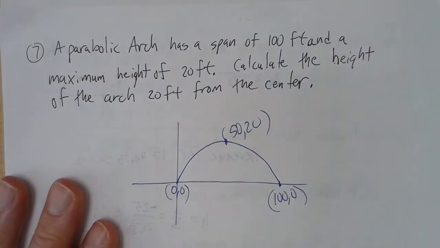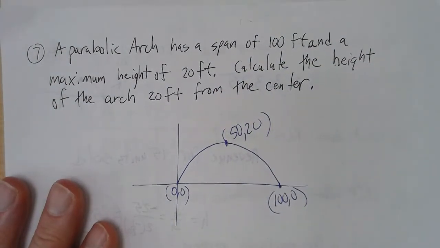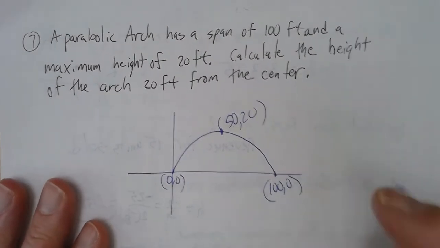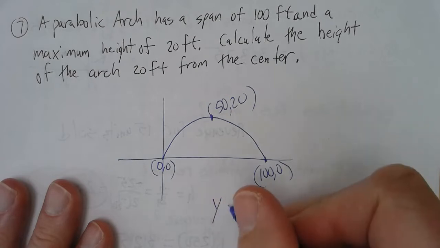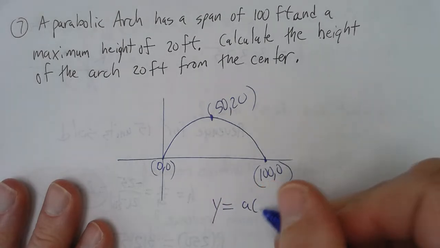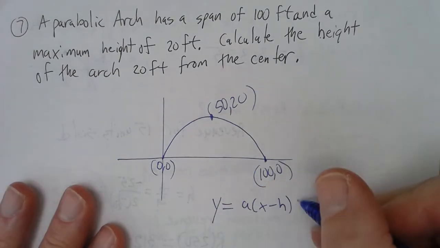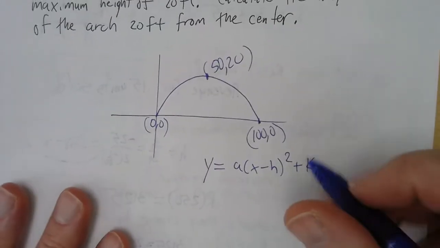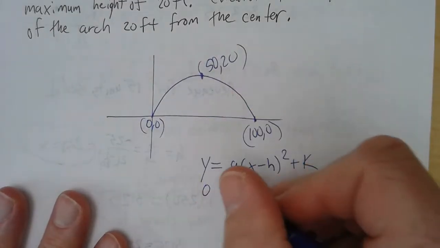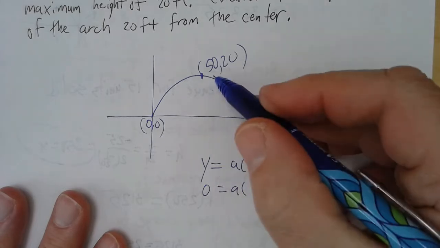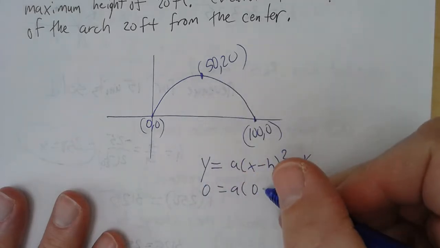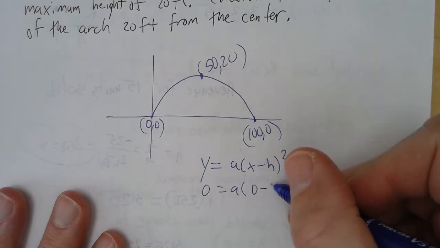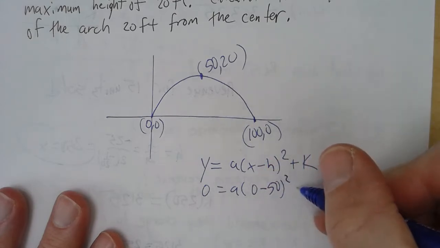All right, so the first thing we want to do is write the equation of this. So y is equal to a(x minus h) squared plus k. My y value, I'm going to use 0, 0. My x value I'm going to use is also 0. Minus h, we go 50 over, squared, and up 20.